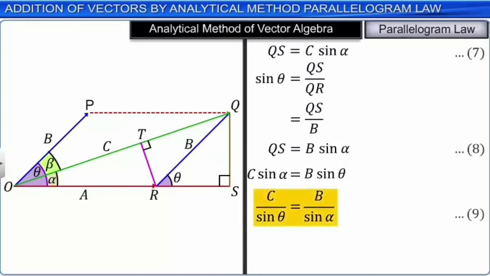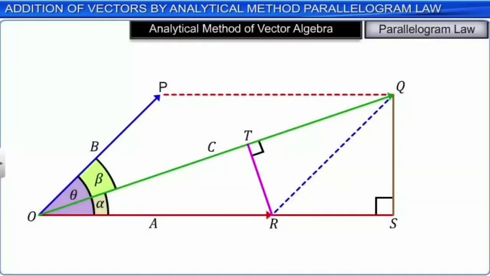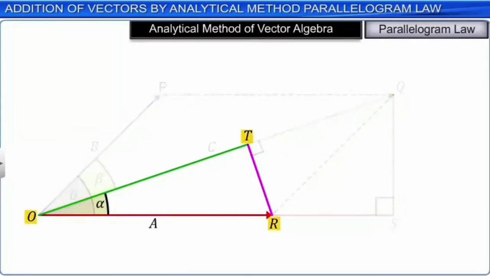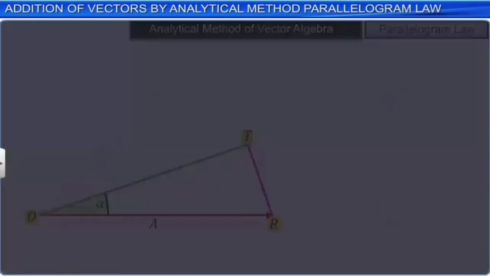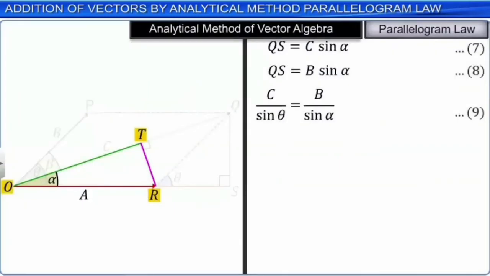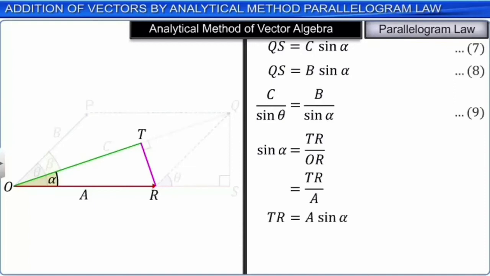Now we consider another pair of right triangles with common side TR. First we consider triangle OTR. In that triangle OTR, we have sin alpha is equal to TR by OR. Therefore, sin alpha is equal to TR by A, or TR is equal to A sin alpha. Let's call this equation 10.